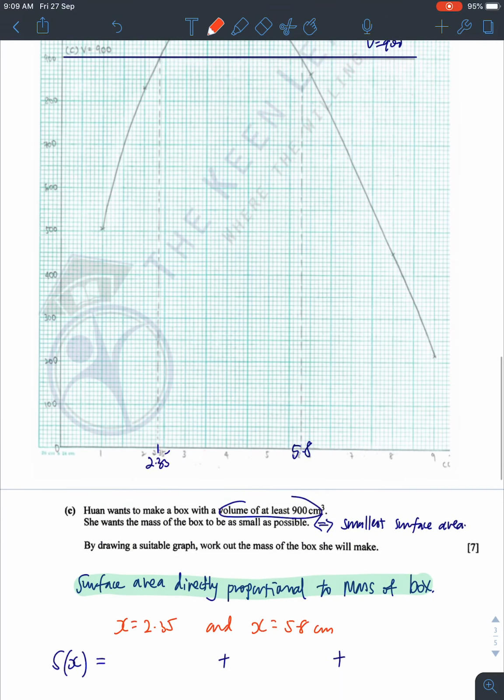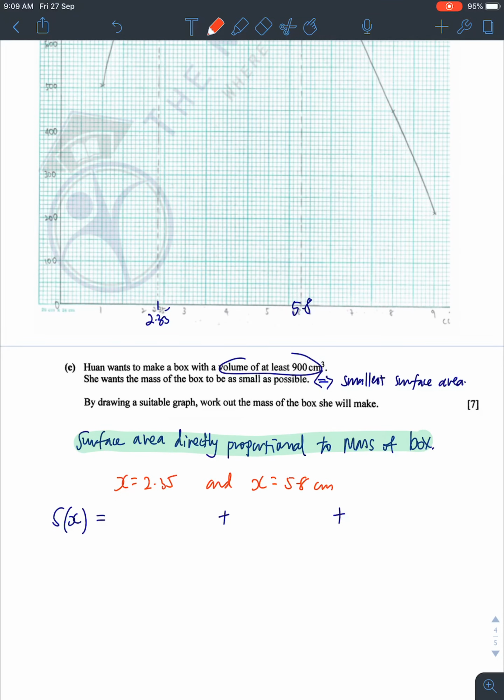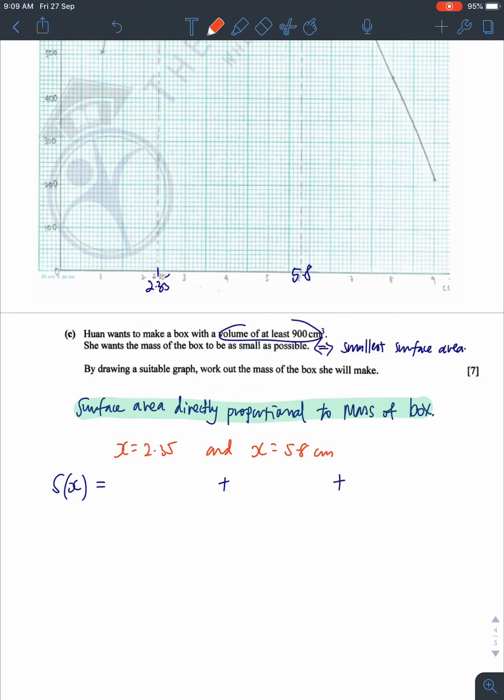So now let's look at part C. Part C, she wants to make a box with a volume of at least 900 cm cubed, and she also wants to minimize the mass of the box, because she wants the mass of the box to be as small as possible. In so doing, we would require a smaller surface area, and our job is to simply find out what value of x gives us this smaller surface area, which in turn will minimize the mass of the box.